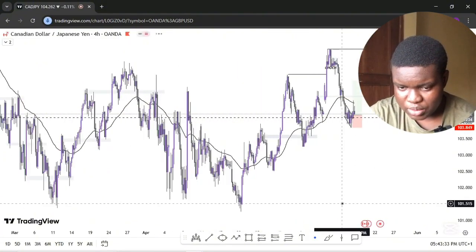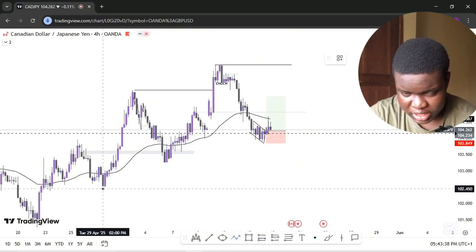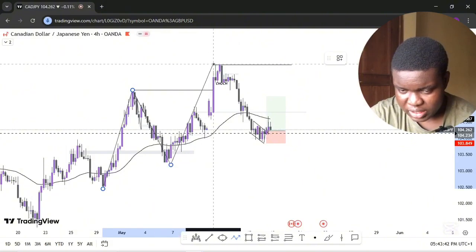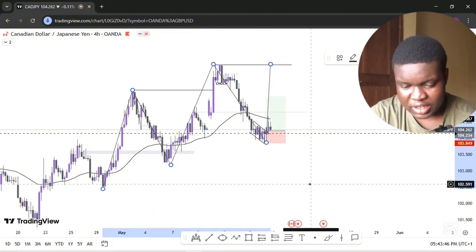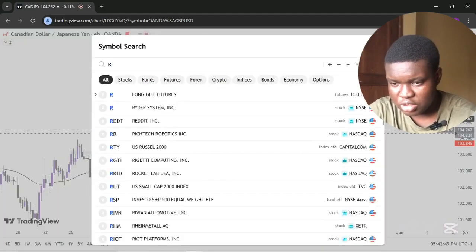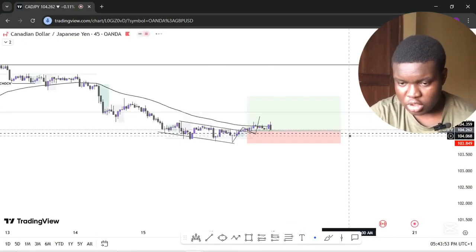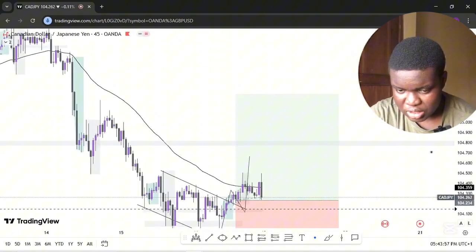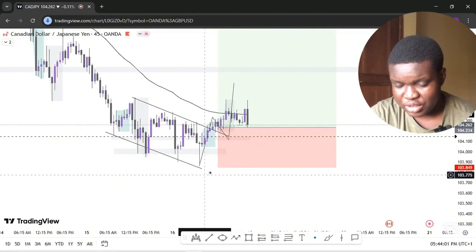Then CAD JPY is also quite similar. This is a higher high, and this is a higher low. This is a higher high, and this is a higher low. So I'm expecting this higher low to give me the next higher high. Then if you jump down to the 45 minutes time frame, you notice how price switched structure. First, in this bearish channel, the moment we broke out of the bearish channel, I took my entry.